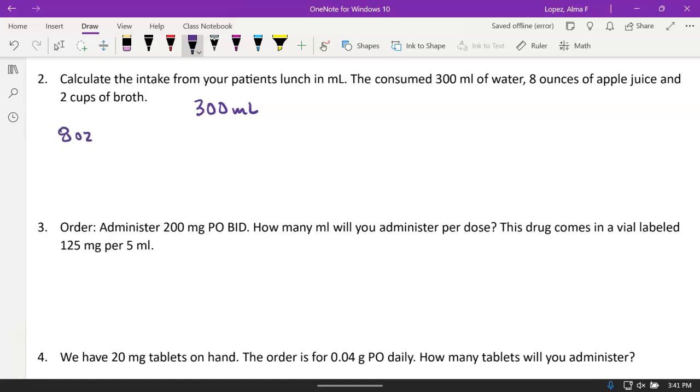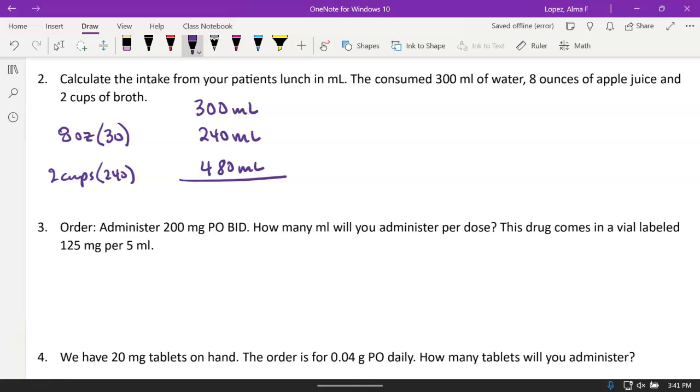So we're going to have to start off by converting the 8 ounces to milliliters. 1 ounce is 30 milliliters. So when I convert 8 ounces to milliliters, we're going to have to multiply by 30. 8 times 30 is 240 milliliters. And finally, 2 cups of broth. The 2 cups, again, have to be converted to milliliters. 1 cup is 240 milliliters, so 2 cups, we'd have to multiply by the 240 to get 480 milliliters.